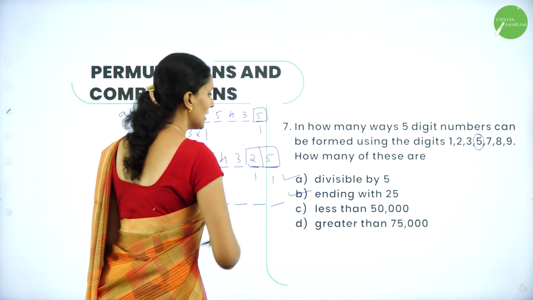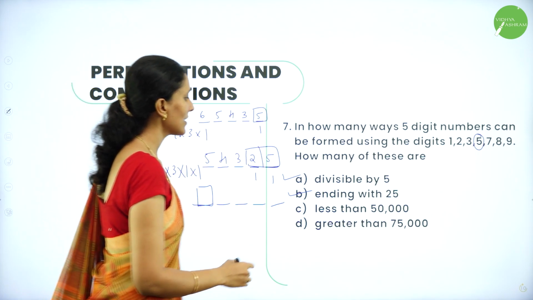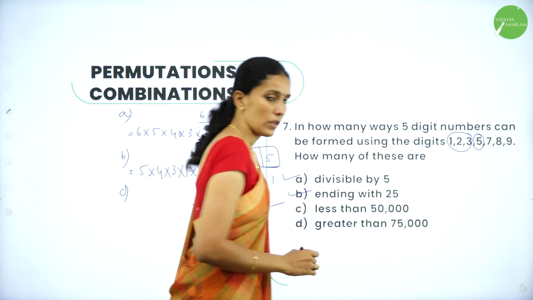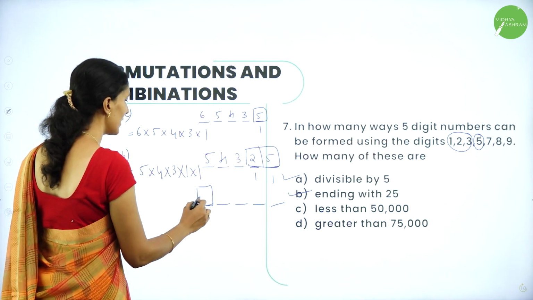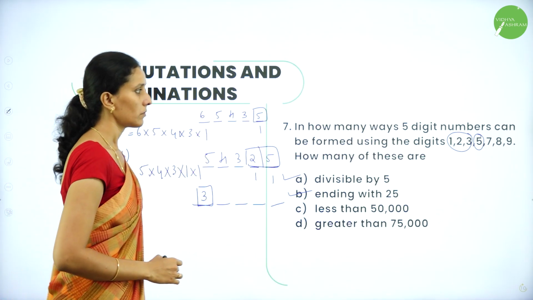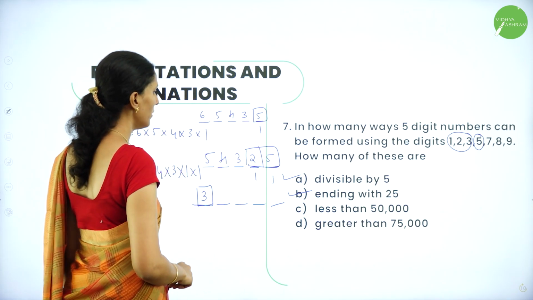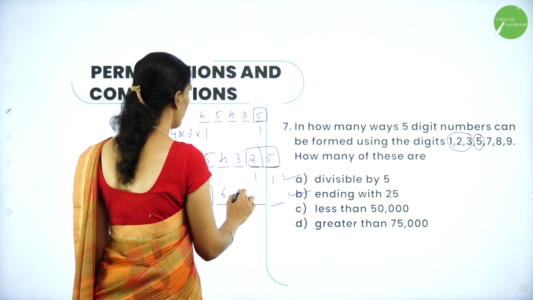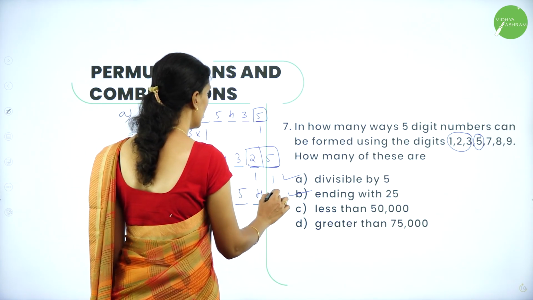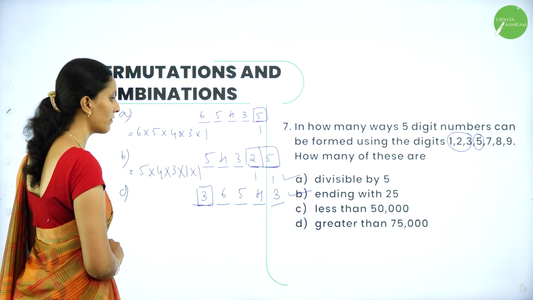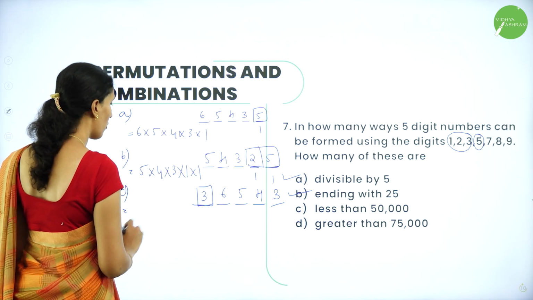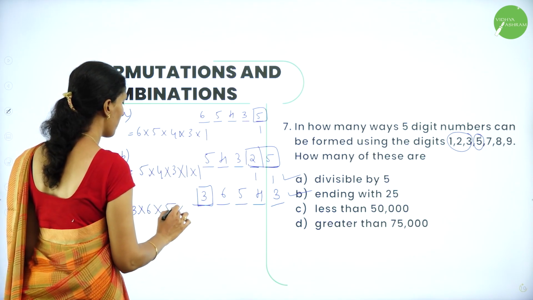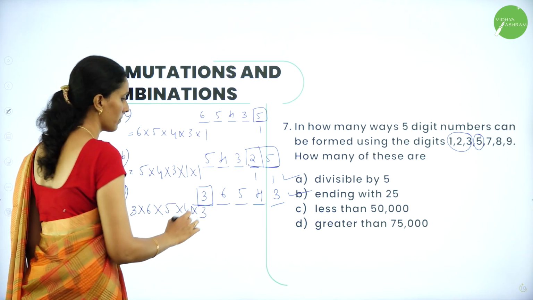My next question. So less than 50,000. Less than 50,000 means I have the chance only for 1, 2, 3. So my choices for this place are only 3. Okay, one number is gone. So I am left with how many numbers? 6 numbers, 5 numbers, 4 numbers, 3. So therefore for less than 50,000, my total number is 3 into 6 into 5 into 4 into 3.